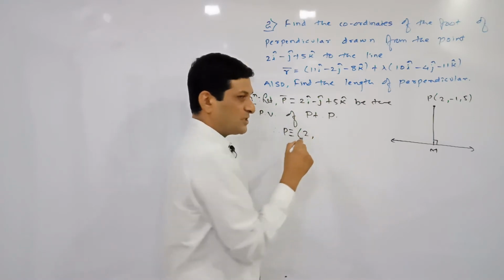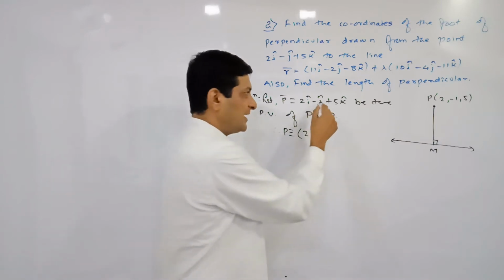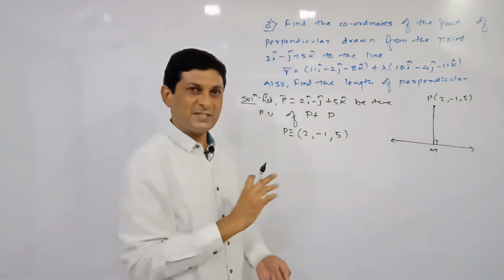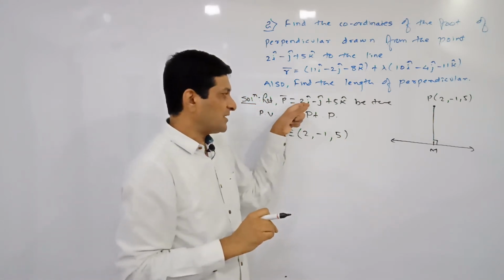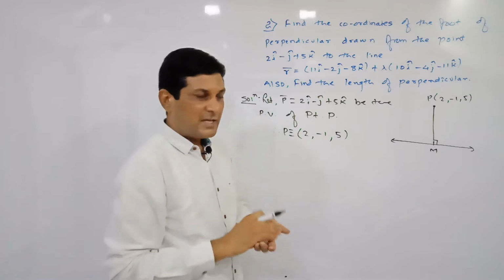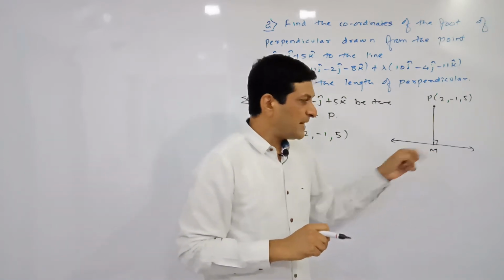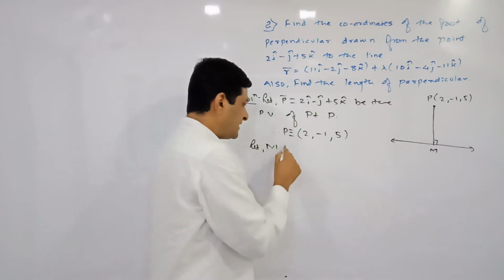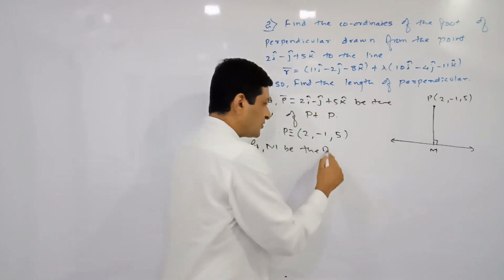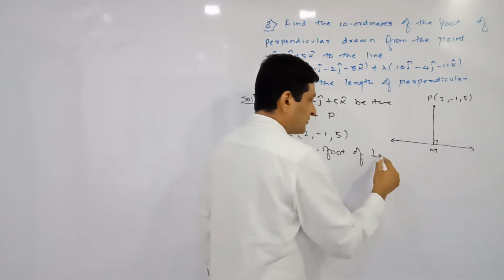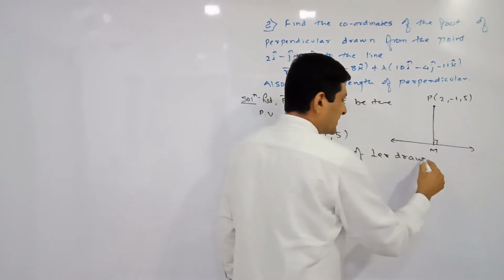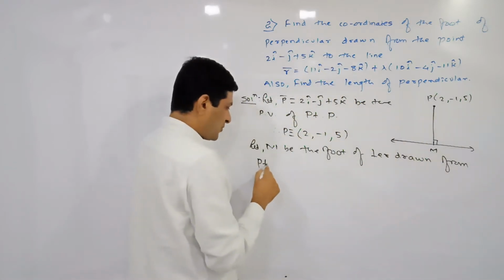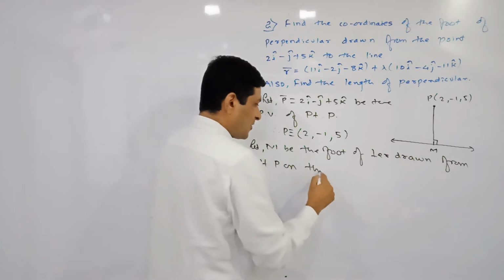We know that the coefficient of i cap is the x coordinate, the coefficient of j cap is the y coordinate, and the coefficient of k cap is the z coordinate. From this position vector we have got the coordinate of point P. Now let us denote the foot of perpendicular by M. So let M be the foot of perpendicular drawn from point P on the line.